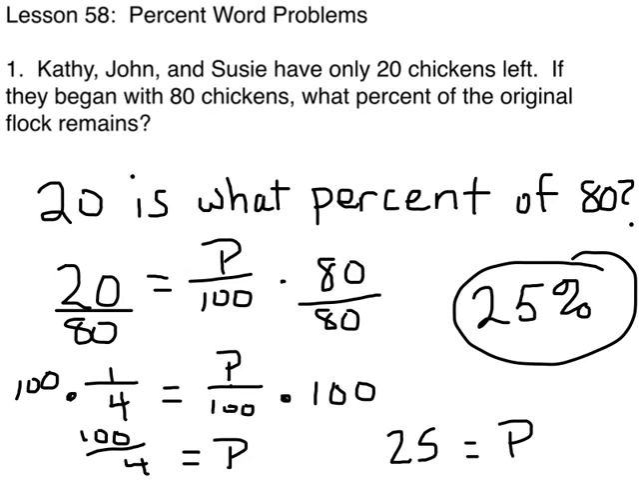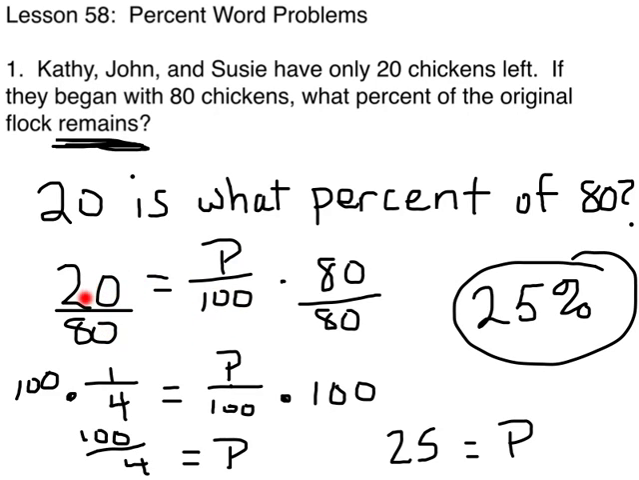Number 1 says Kathy, John, and Susie have only 20 chickens left. If they began with 80 chickens, what percent of the original flock remains? So we want to know what part remains, the 20. What percent is that? So we'll say it like this: 20 is what percent of 80? Now when we set up our equation, for what percent, we're going to put P over 100, because percent means out of 100.